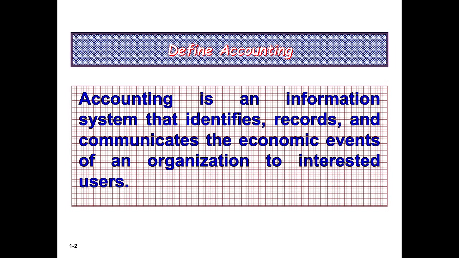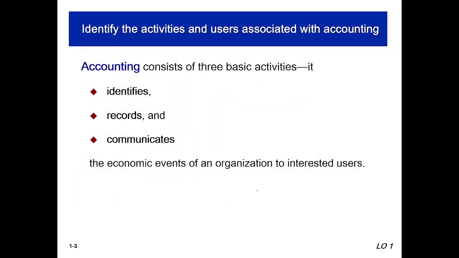First, define accounting. Accounting is an information system that identifies, records and communicates the economic events of an organization to interested users. Basically, here are 3 points. Number 1, identifies. Second, records. Third, communicates. And these 3 points collectively we call the accounting activities. So accounting consists of 3 basic activities: identifies, records and communicates the economic events of an organization to interested users.